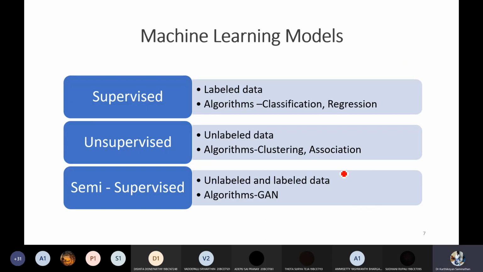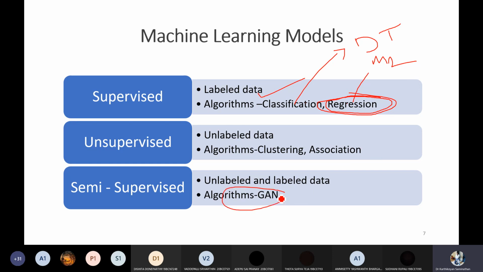Now let us go back to the main topic: supervised, unsupervised and semi-supervised. In supervised, we will use only labeled data, with algorithms for classification and regression. We are going to discuss regression completely, since it is module 2. For classification, we have discussed decision trees as an example. In unsupervised, we will use unlabeled data, and here the algorithms are clustering and association, right? In semi-supervised, both unlabeled and labeled data might be used, and the algorithm we will use is GAN, your best semi-supervised algorithm.